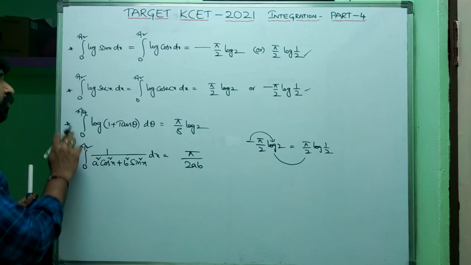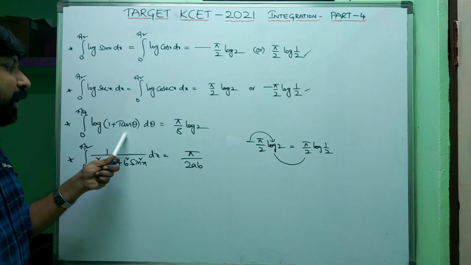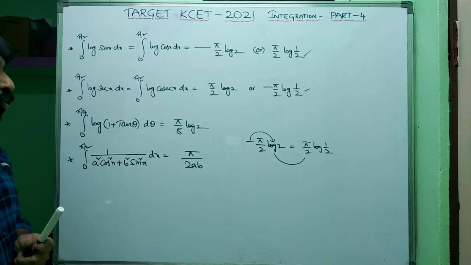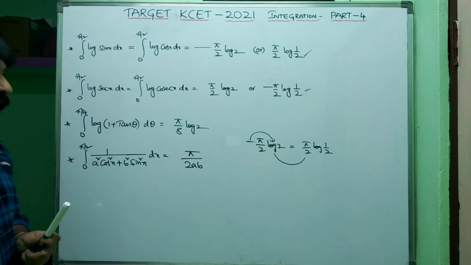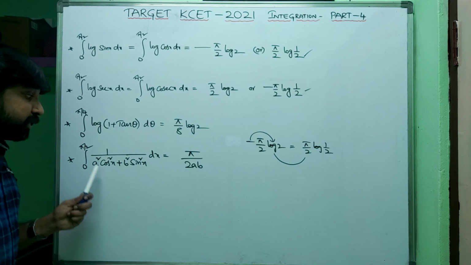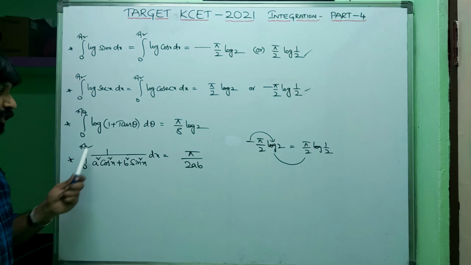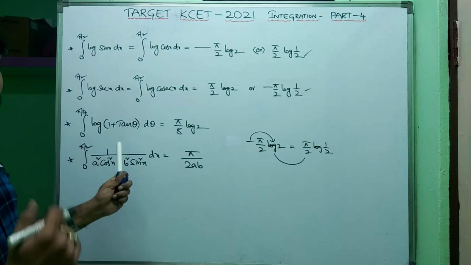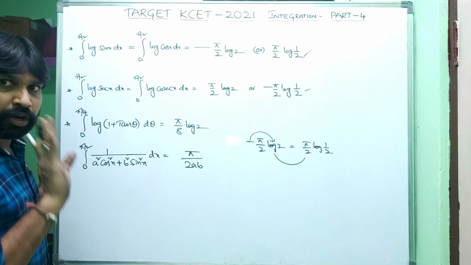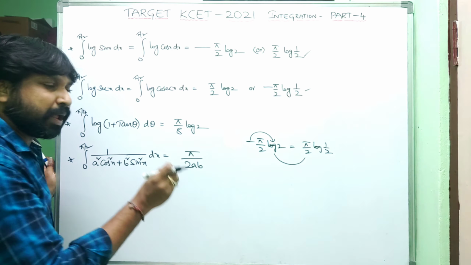And also the next very important formula, the integral from 0 to pi by 4 of log(1 plus tan theta) d theta is nothing but pi by 8 log 2. Pi by 8 log 2 is a very important result. Next, finally, the integral from 0 to pi by 2 of 1 by (a square cos square x plus b square sin square x) dx is nothing but pi by 2ab. Actually, this kind of question we discussed in part 3. In integration also you have a shortcut, whereas in definite integration the shortcut is very small, that is pi by 2ab.